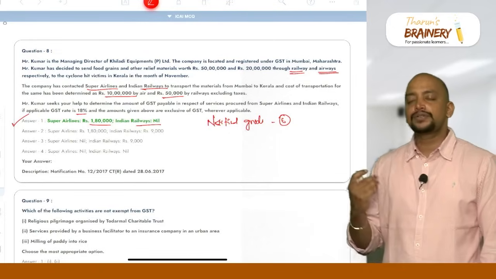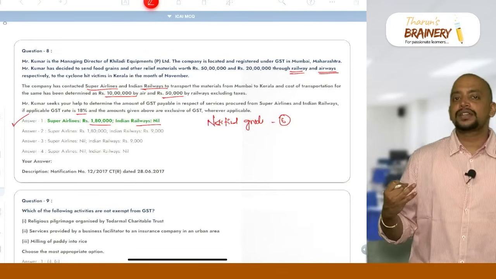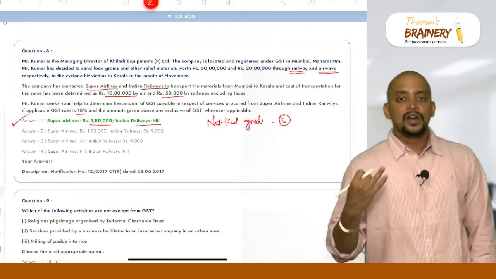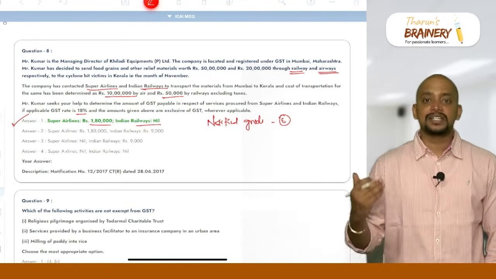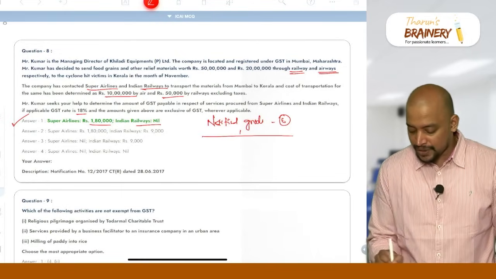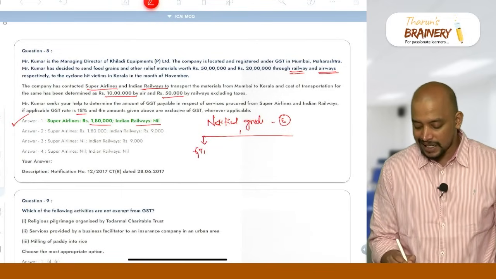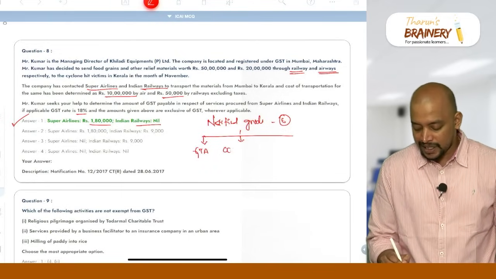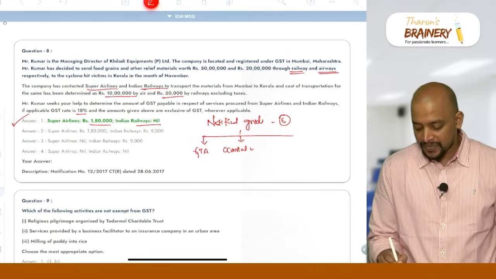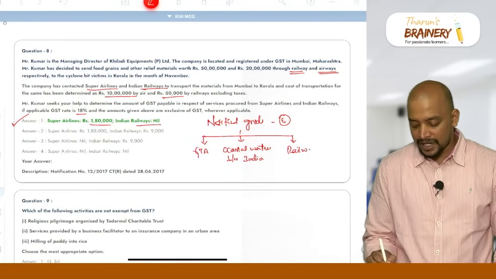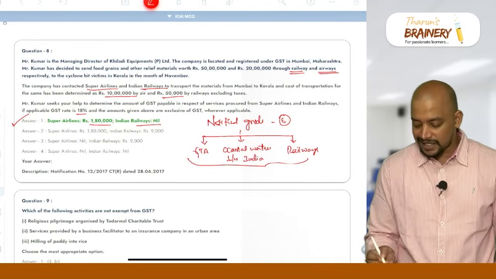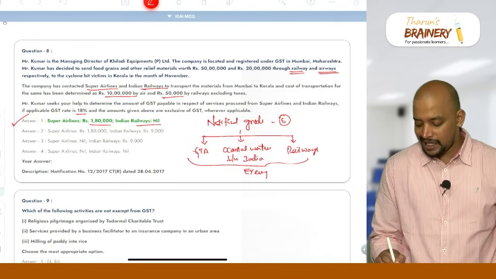These 6 notified goods are agricultural produce, food grains including flours, pulses, milk and salt, organic manure, newspapers and magazines, relief material for natural and man-made disasters, defense and military equipments. These goods transported by GTA are exempted. These goods transported in coastal waters between places in India, or if transported by railways, in these 3 modes, will be exempted.